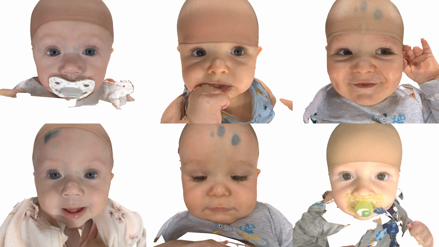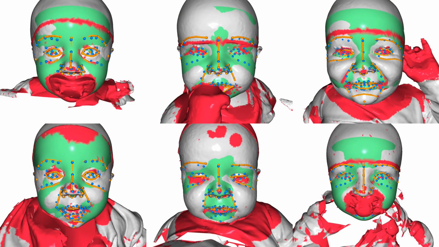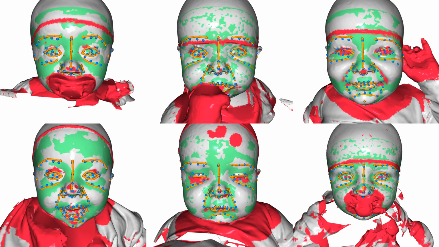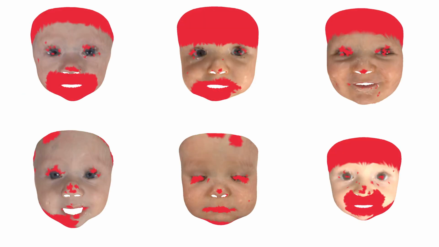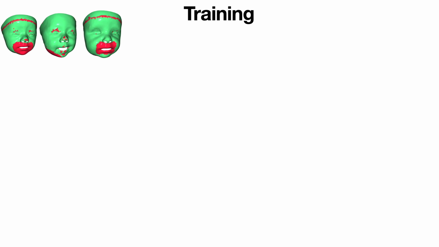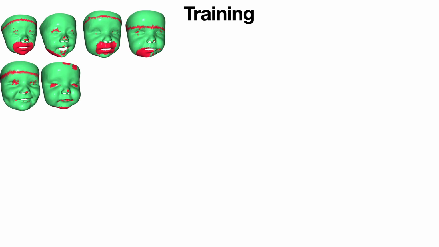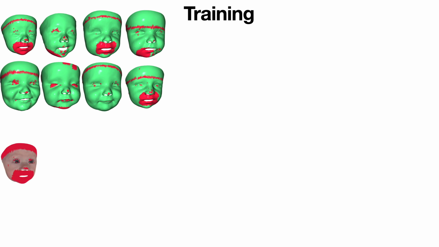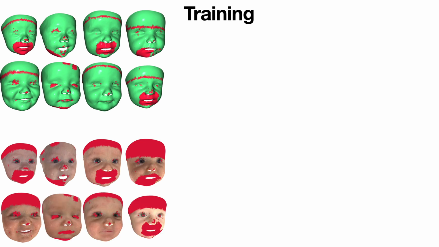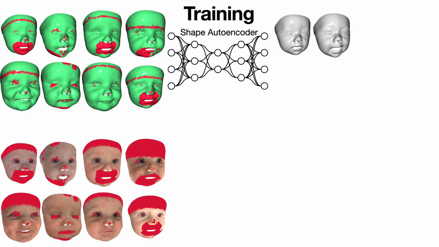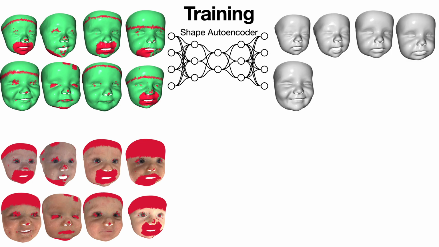Our curated dataset comprises 2,400 registered scans from over 800 different infants. The infants were scanned over multiple month intervals exhibiting uncontrolled expressions. We trained 2 separate autoencoders, one on geometry and one on texture. Each model was trained to reconstruct only the unmasked regions, thus yielding powerful completion capabilities.